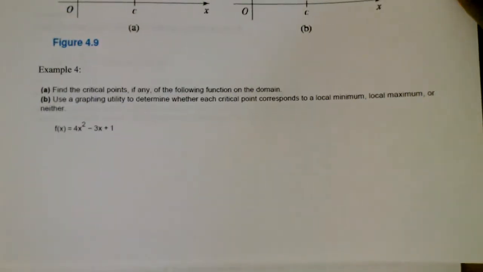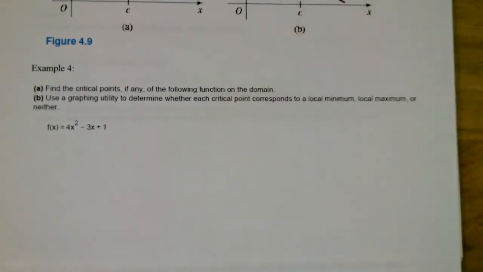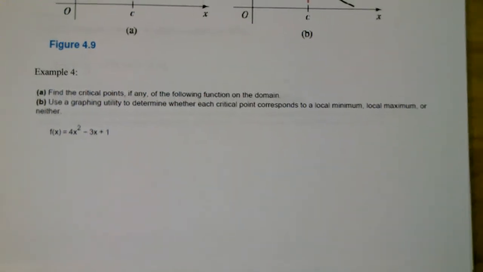Now let's look at example 4. In this case, we're going to find the critical points of the following function on the domain. That's part A. And then part B, we're going to use the graphing utility to determine whether each critical point corresponds to a local minimum, local maximum, or neither. So in this case, we have f of x equals 4x squared minus 3x plus 1. And here I want to find those critical points.